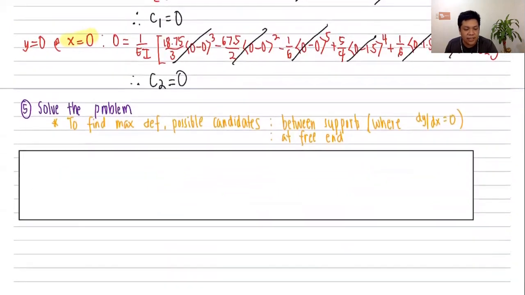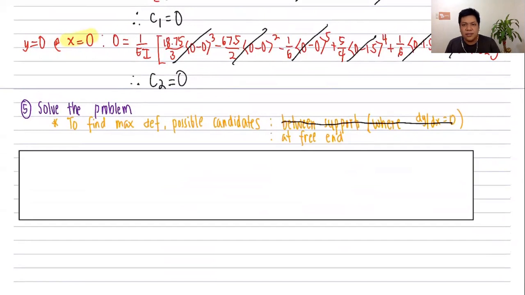Okay? Next, we can now solve the problem. And we mentioned that to find the maximum deflection, our plausible locations would be either between the supports where dy over dx is 0 and at the free end. However, we have a cantilevered beam. We don't have two supports. So we can already cancel this first one.